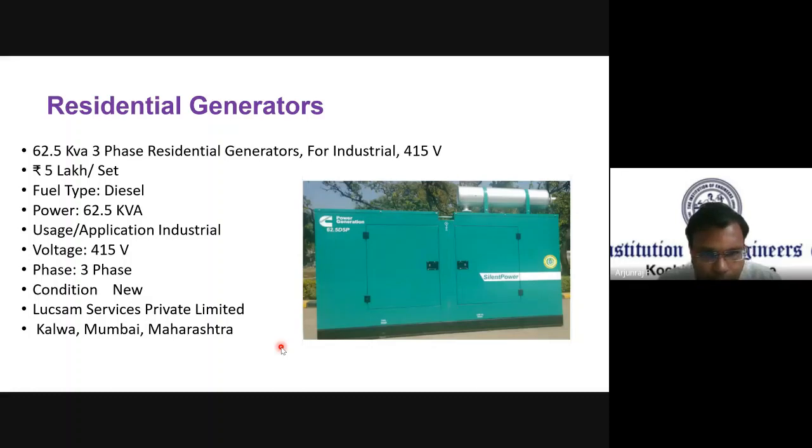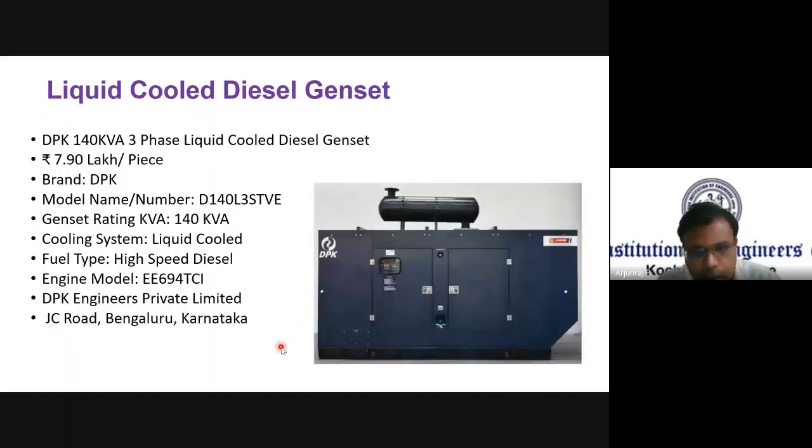But if you go for a continuous one, where you need to have continuous power during the night time for you to carry out some of the work, then you can select according to the requirement. So this is one manufacturer called Dpk Engineers Private Limited, which is located in Bangalore, JC Road, and here they manufacture a genset with a rating of 140 kilovolts ampere with liquid cooled one, and this is a high speed diesel.